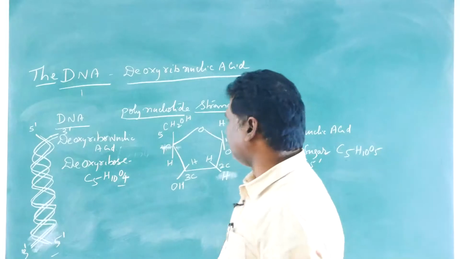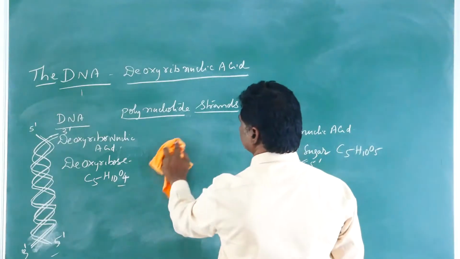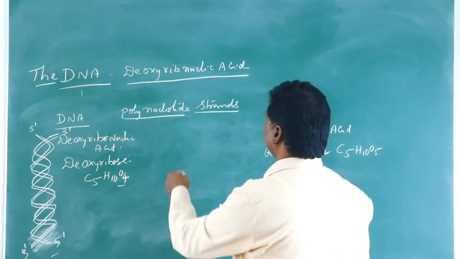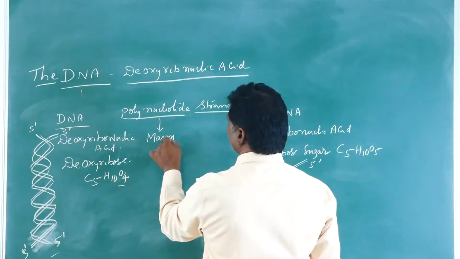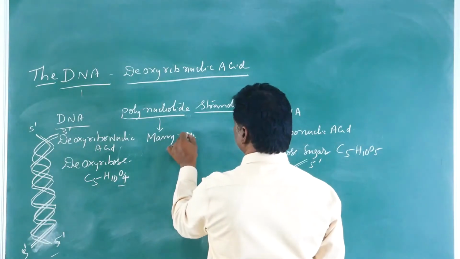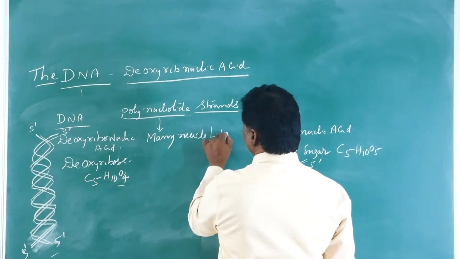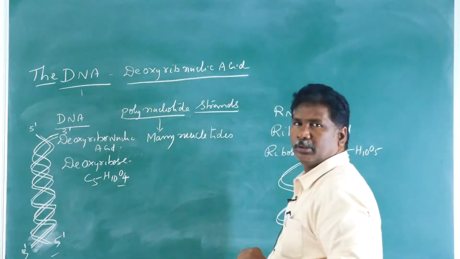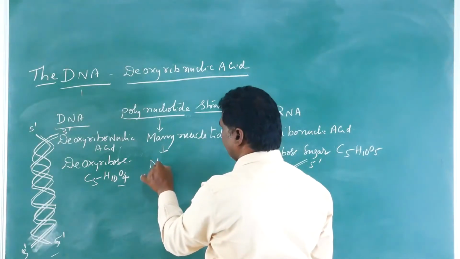So what is the meaning of polynucleotide? Poly means many, so many nucleotides are present. Before looking at many nucleotides, first, what is a nucleotide?